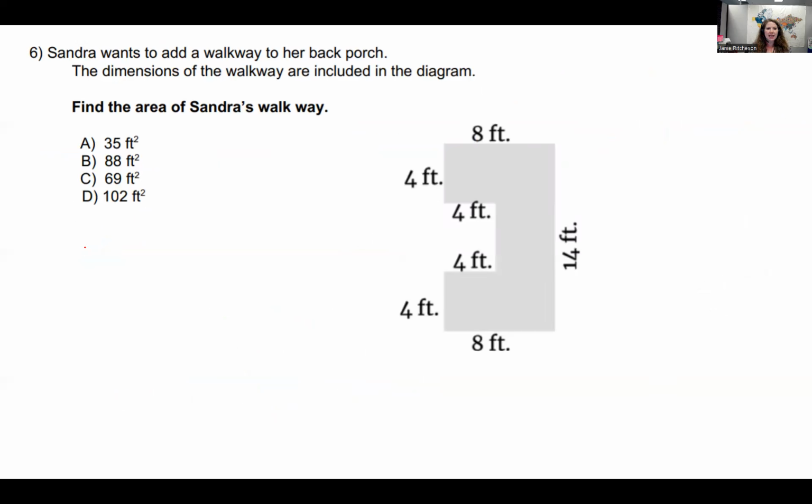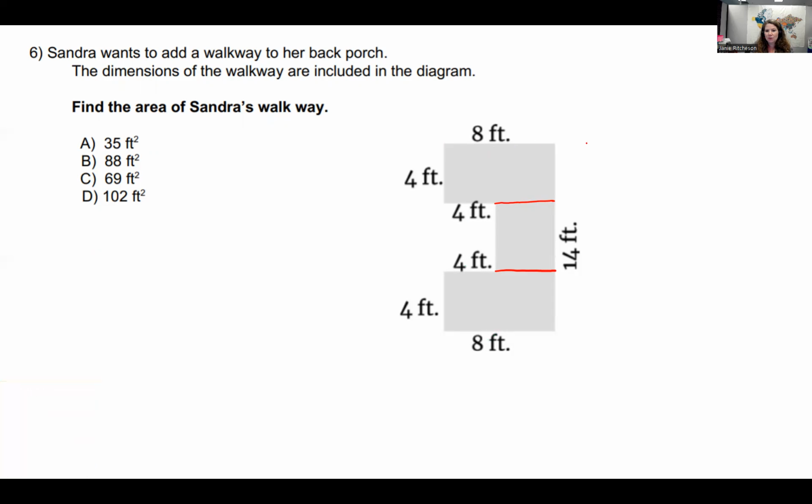Number 6, Sandra wants to add a walkway to her back porch. The dimensions of the walkway are included. Find the area of her walkway. So there's a couple of different things we can do. We can divide our figure into 3 rectangles this way. Or if we wanted to, we could have divided it this way. Wow, look at that straight line, you guys. That's so impressive. It's pretty good, right? Either way, just one of them, not both. So let me get rid of the green marks.